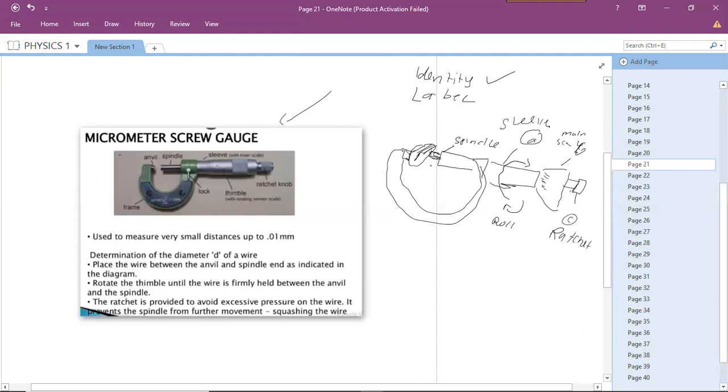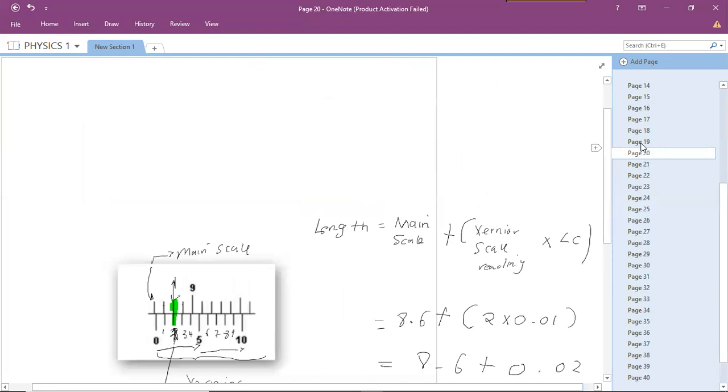No wonder it's called a spindle. As it's tightening up the object, rounding it up, it gets tighter and tighter. And when it's too tight, the ratchet will start making sounds. It will go like ta, ta, ta, ta, ta, ta. Then you'll be like, oh, all right, I think I'm ready to now take the reading of the micrometer screw gauge.